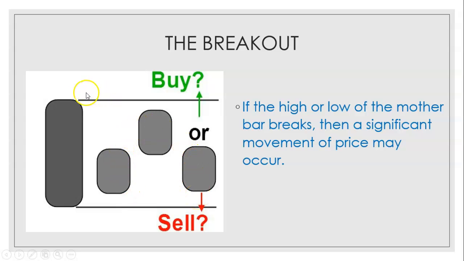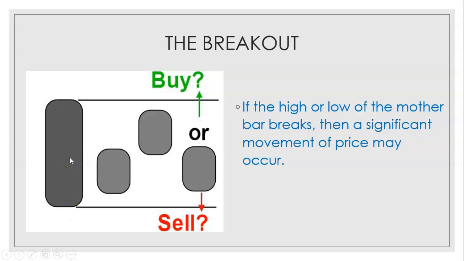Okay, now we have the high. This is the high of the mother bar and this is the low of this mother bar. Now this is how the strategy works. When you have bars within the high and the low of this mother bar, it's an indication that the market is consolidating. It means the market is ranging, it's moving sideways. That's why it's not able to break the high or the low of the preceding bar.